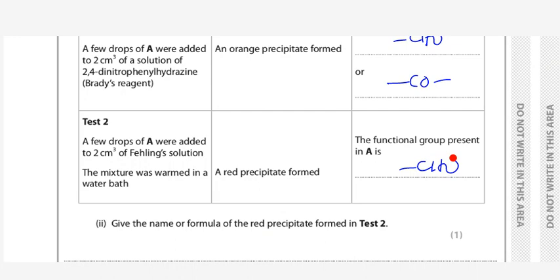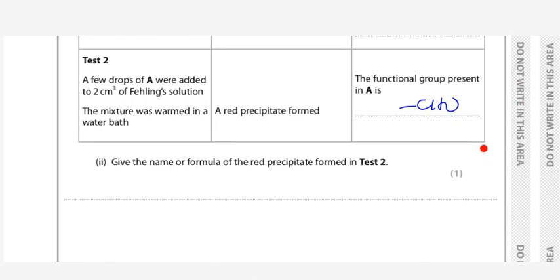Brady's is different. Brady's is 2,4-DNP. So don't confuse between Brady's and Benedict's. Benedict's is Fehling's. Brady's is 2,4-DNP. And likewise, it will be Tollens' as well. Get silver mirror. Give the formula. The red precipitate is copper(I) oxide. Copper(I) oxide is the red precipitate formed.